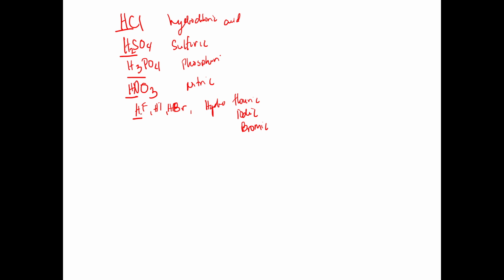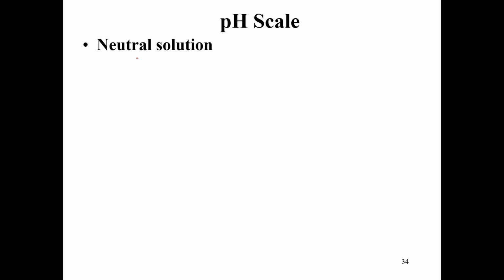Para madaling maalala. Okay? To remember your bases: sodium hydroxide, potassium hydroxide, aluminum hydroxide. They all have an OH in their name. Para madaling maalala. Okay? Next, we have the pH scale.